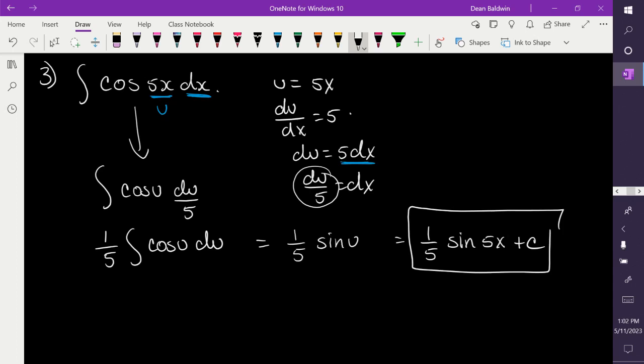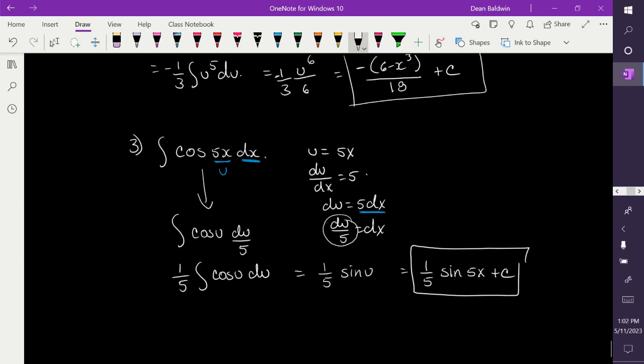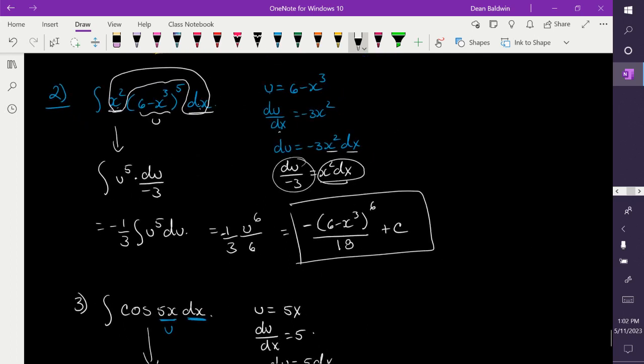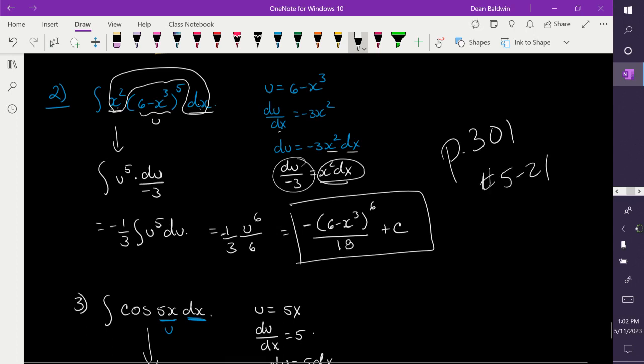So u is usually what is inside of another function. Okay? Whether it's a trig function or brackets raised to n power, things like that. Okay? I would like you to do these. This is super important because it sets up everything else that we're going to do, including chapter 5. 5 to 25 odd, please, on page 301.